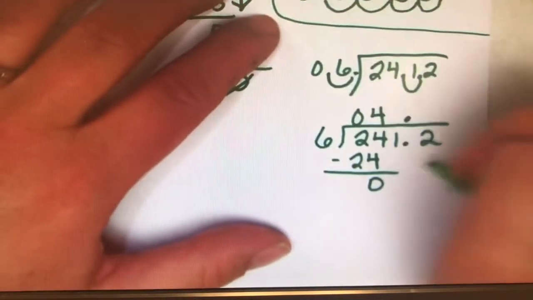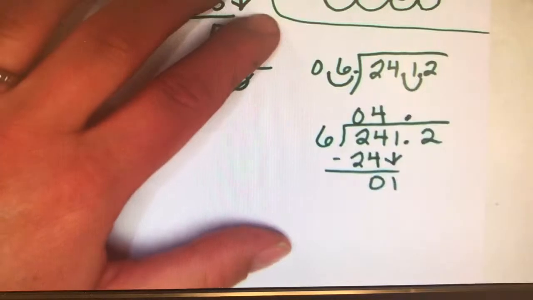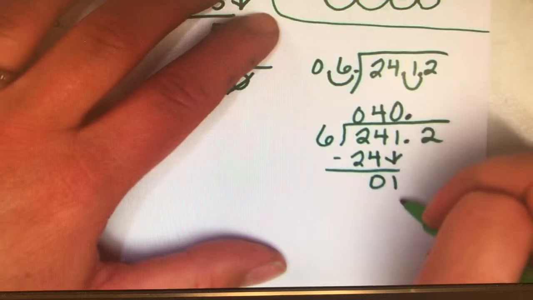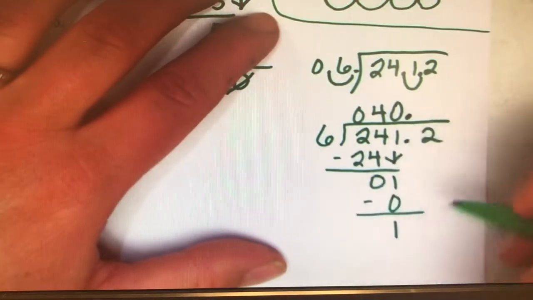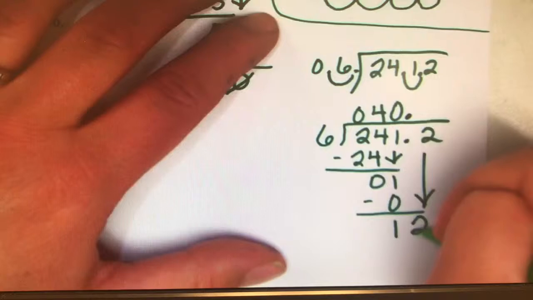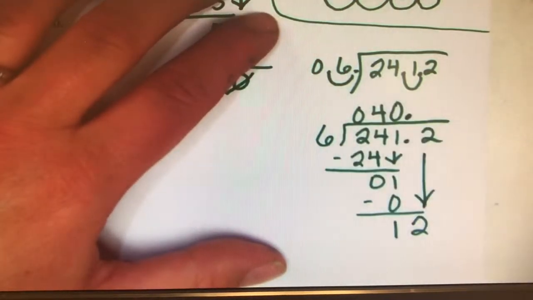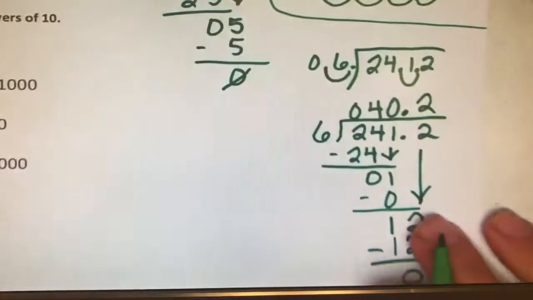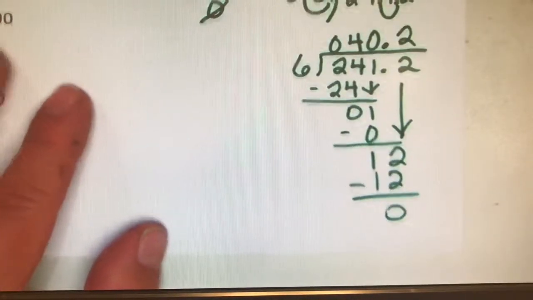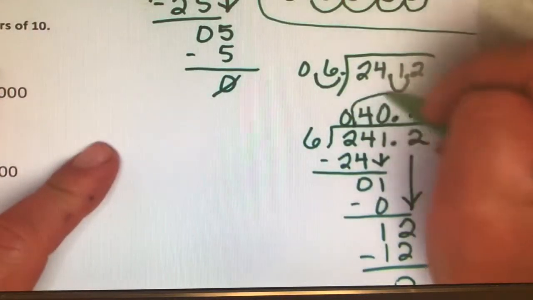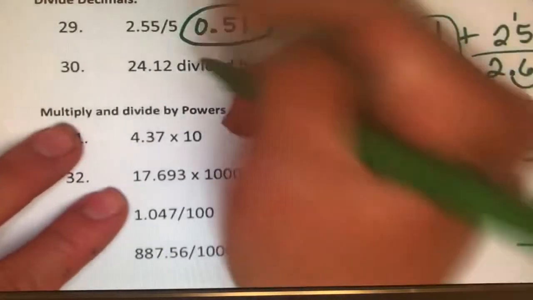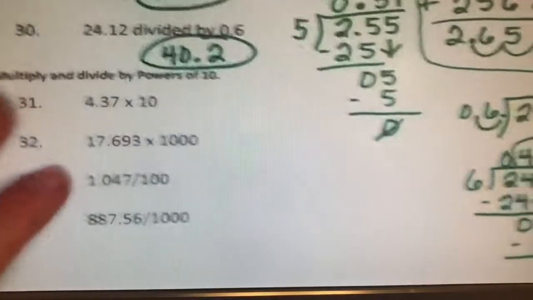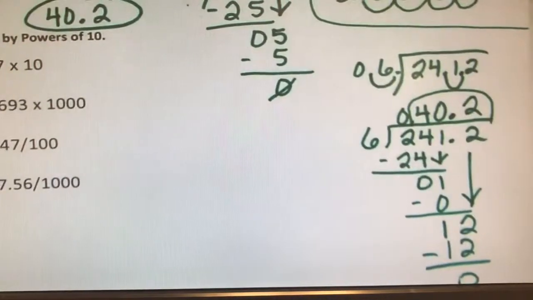Now, keep in mind with dividing, you can only bring down one number at a time. So I'm going to bring down the 1. 6 will not fit into 1, so we put a 0 there. 0 times 6 is 0. 1 minus 0 is 1. And now I can bring down the 2. 6 will fit into 12 how many times? Twice. And 12 minus 12 is 0. Okay, so up here, all I really need for my answer is the 40.2. And of course, you can check yourself on the calculator, but on your homework, you're going to be expected to show me how to do it by hand.